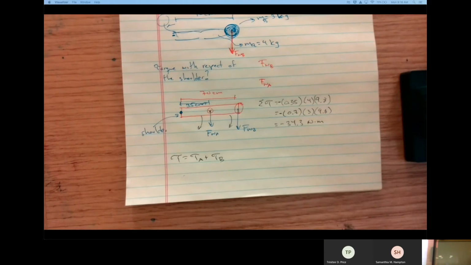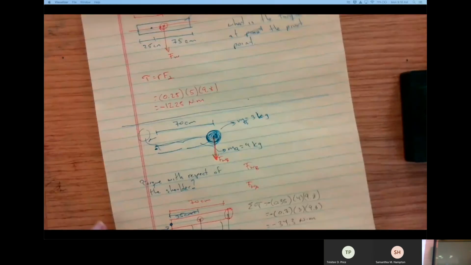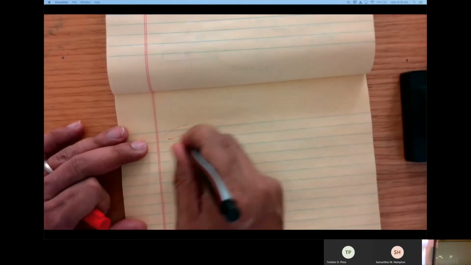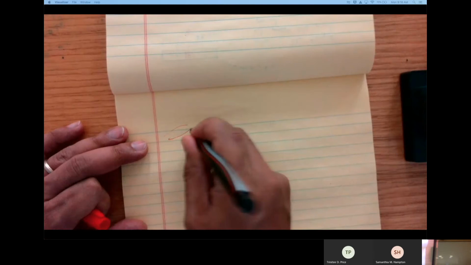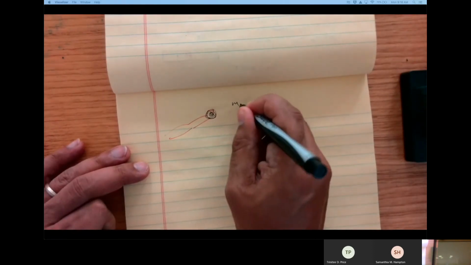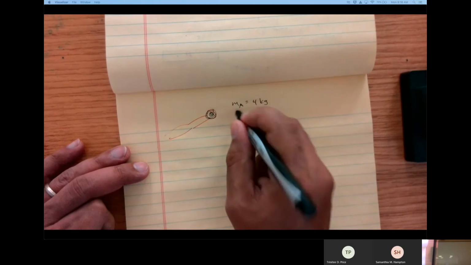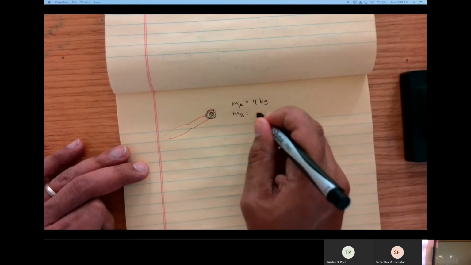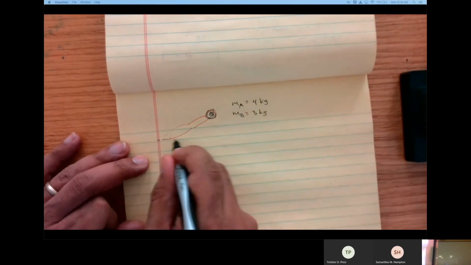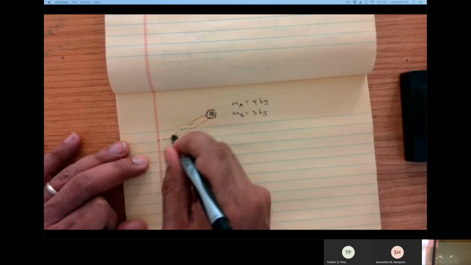So now this is going to be on your own. It's the same arm, and it's holding exactly the same mass. So you have the mass of the arm to be 4 kilograms. The mass of the ball is going to be 3 kilograms. But now the arm is raised 30 degrees.